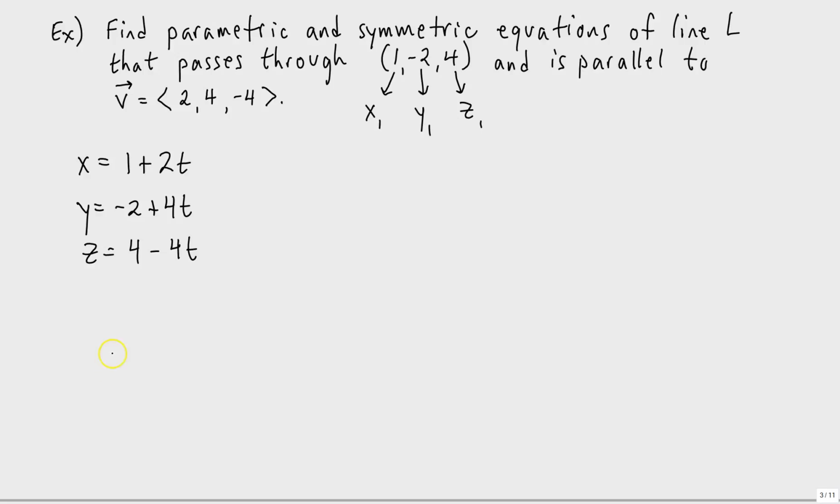And then our symmetric equations would just be x minus 1 over a equals y minus y1 over b, and then z minus z1 over c. So these are our parametric, and that's our symmetric equations there.